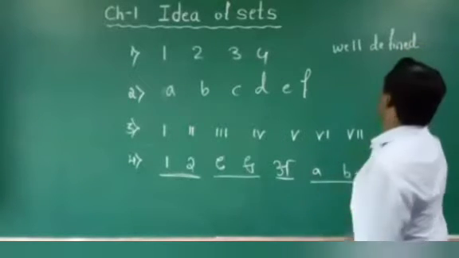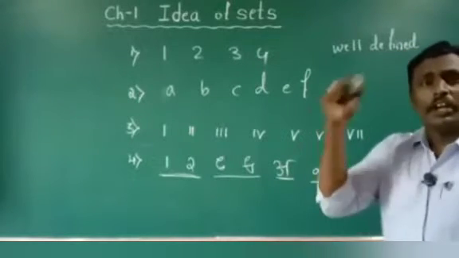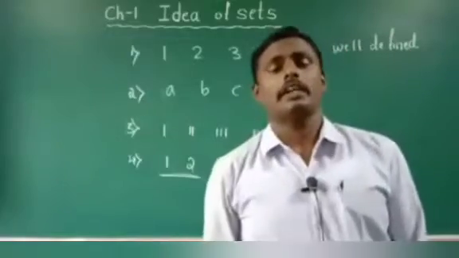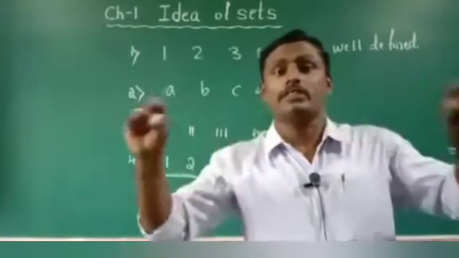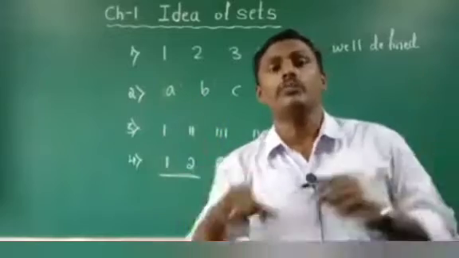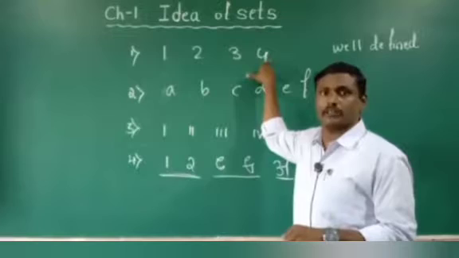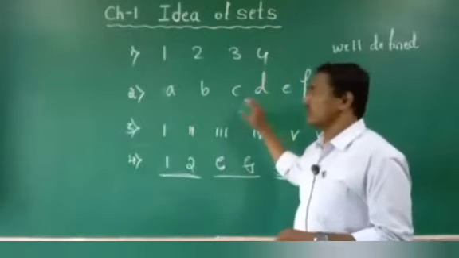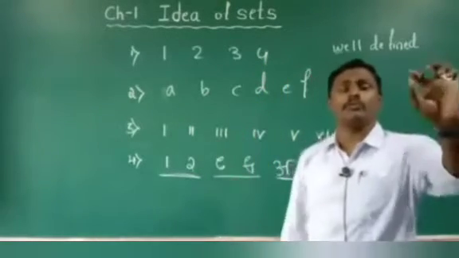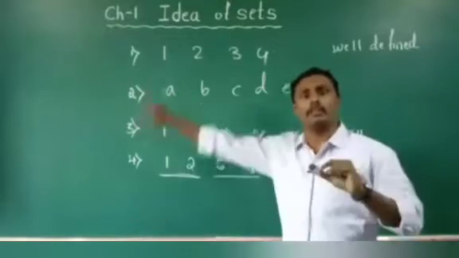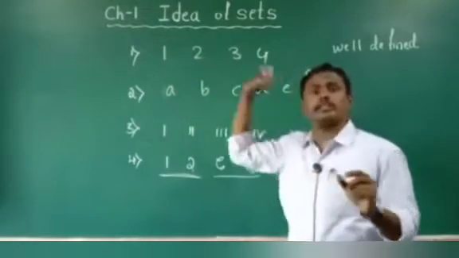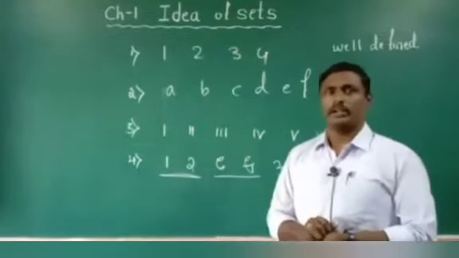So well defined means what? We give one particular statement or rule for the given collection of numbers, or collection of words, or collection of letters, whatever it may be. We give one particular statement when we are observing these examples, right?